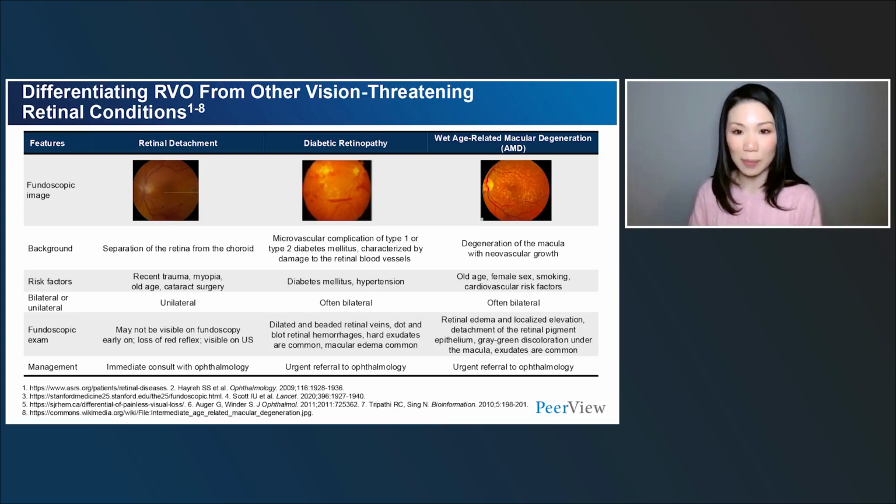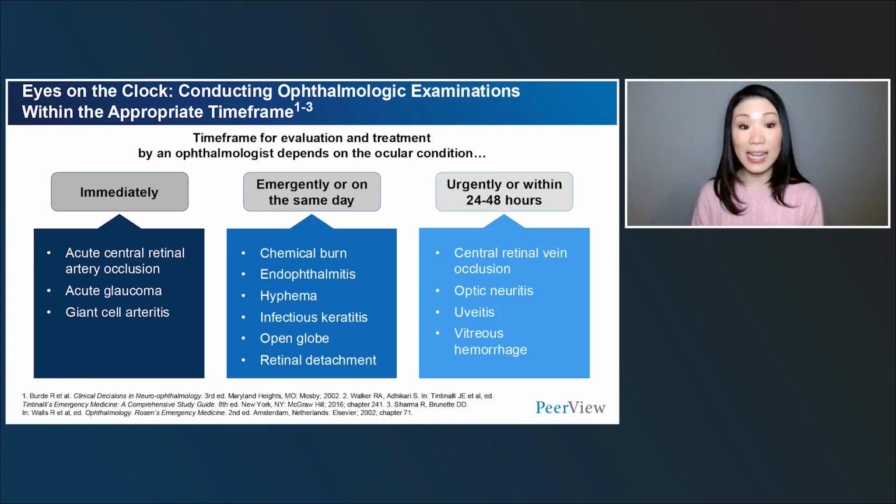So it's something to ask them about and can help lead you in the right direction. Now, I want to talk about the timing because I think that's so important when you're thinking about potentially seeing one of these conditions while you are in the emergency room, right? And I like to think of it in 3 different buckets. Is it something that you have to refer on immediately? Is it something that's emergent or same day? Or is it something that can be referred in the next 1 to 2 days?